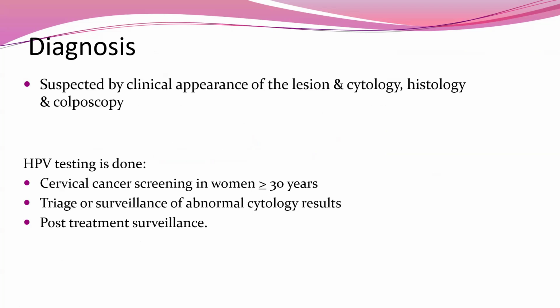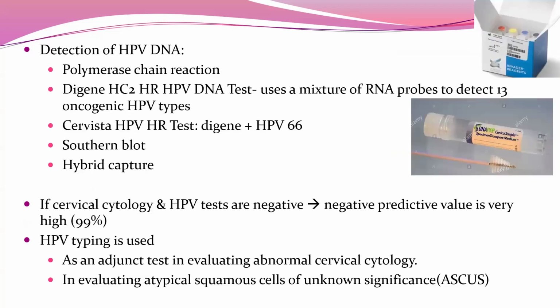HPV testing is done in cervical cancer screening in women more than 30 years old, for triage or surveillance of abnormal cytology results, and for post-treatment surveillance. Detection of HPV DNA is by polymerase chain reaction, PCR. There are other commercial RNA probes, like Cervista HPV HR test, Southern blotting, and hybrid capture. If cervical cytology and HPV tests are both negative in combination, the negative predictive value is very high, so that means we can exclude HPV infection.